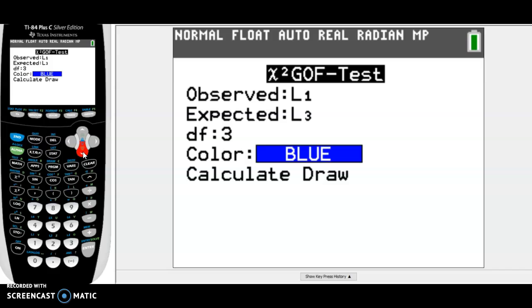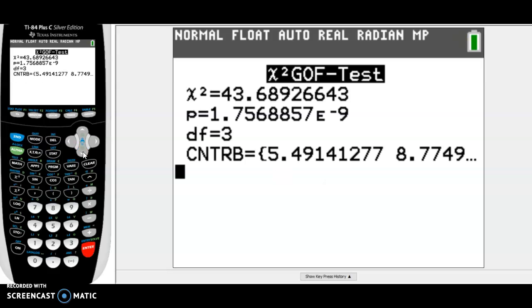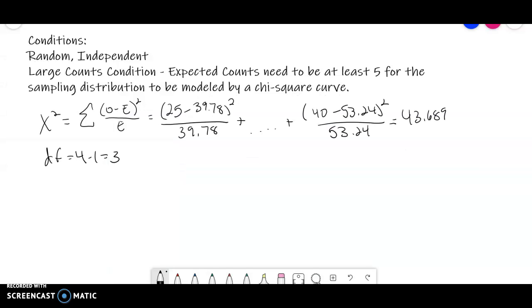One other thing that can happen is that you could have 0 for one of your observed counts. So we could have not had any moose in one particular space. So this gives me that same test statistic. My p-value of something ridiculously small. So when we write our conclusion, we can say it's essentially 0. So 1.7 times 10 to the negative 9th.